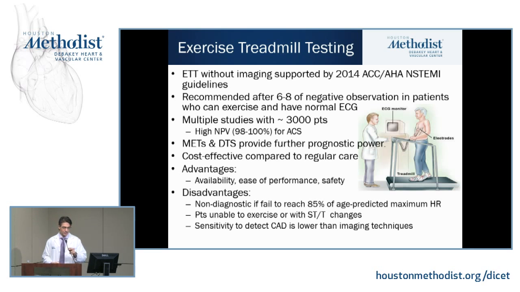So exercise treadmill testing, you guys know it's recommended. It's part of the guidelines. You can use it if you want. It's generally recommended after a second negative troponin to make sure they're truly not having an event. It has been well studied. In over 3,000 patients, the prognostic data is very, very strong with an exceptionally high negative predictive value for acute coronary syndromes.